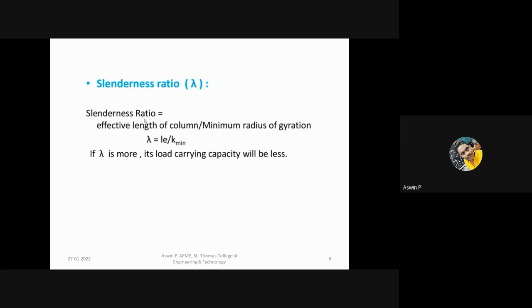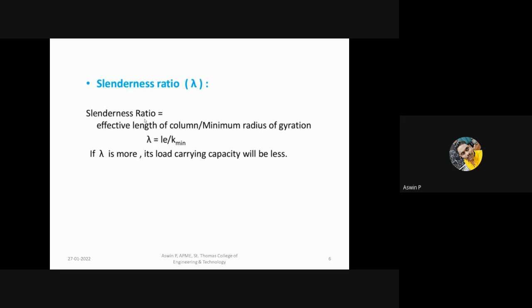The slenderness ratio will be lambda equal to LE by K, or K minimum. There is no change. Slenderness ratio is equal to the effective length of the column divided by the minimum radius of gyration. It's an important term. Sometimes they may ask in your question paper, define slenderness ratio. Then you have to write it is the ratio of the effective length of the column to the minimum radius of gyration, and normally it is denoted by the letter lambda.